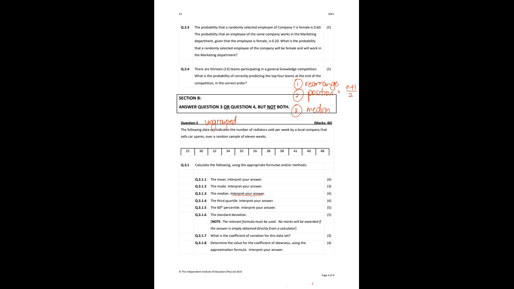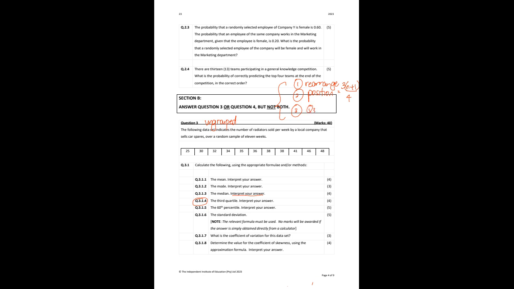Then you have your third quartile. It's the exact same 3 steps as you see up here. Rearrange, determine the position, but here the position is for your third quartile. It's going to be 3 multiplied by n plus 1 over 4, and then you will calculate your quartile. Again, you need to interpret here. Please don't forget about that.